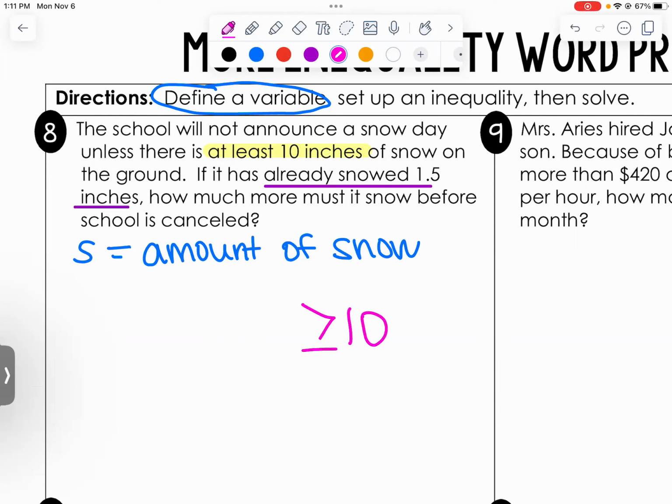Now we need to figure out what goes on the other side. We know that it has already snowed 1.5 inches. And we know it's going to snow more. What are we going to do? So it's already snowed 1.5 inches, plus it's going to snow more. And that total needs to be at least 10.